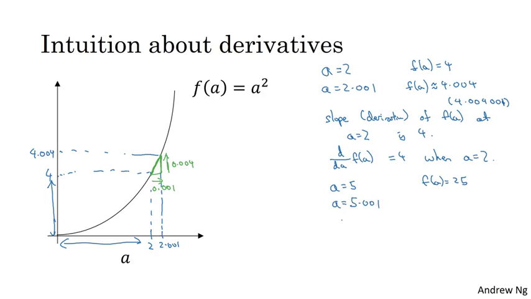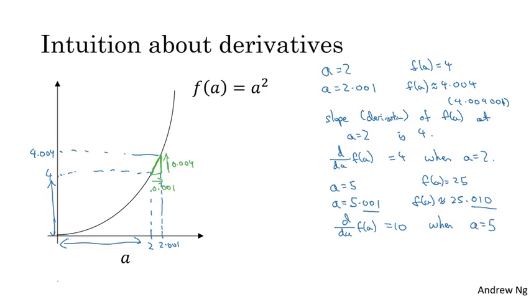So now a is 5.001, then f of a will be approximately 25.010. So what we see is that by nudging a up by 0.001, f of a goes up 10 times as much. So we have that d/da of f of a is equal to 10 when a is equal to 5, because f of a goes up 10 times as much as a does when I make a tiny little nudge to a.